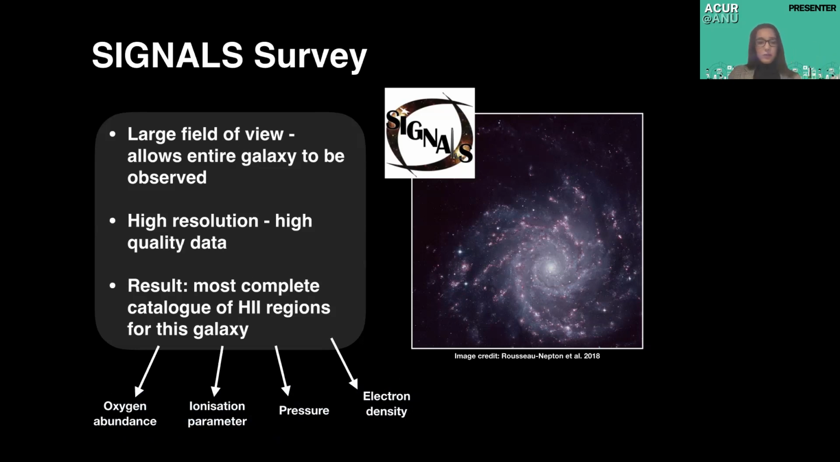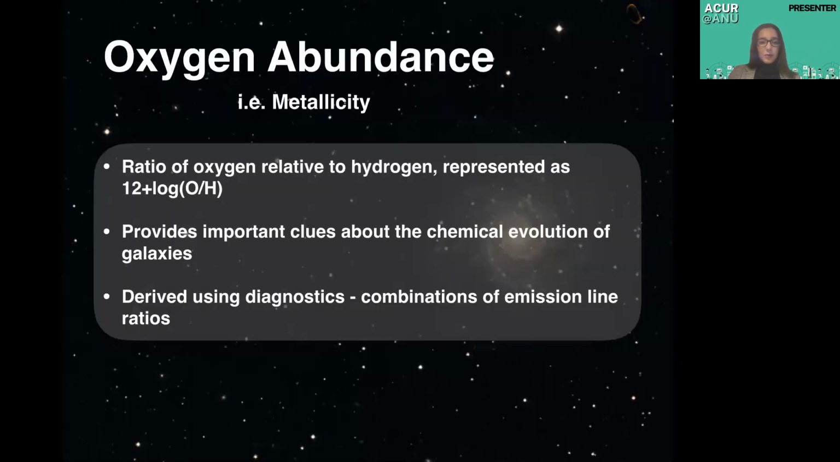However, they're difficult to derive as they can't be directly measured, and so we have to derive them by using combinations of these emission lines. The first property I derive is the oxygen abundance in each star-forming region. This is, simply put, the ratio of oxygen relative to hydrogen. We use oxygen because after hydrogen and helium, it's the most abundant element in the universe, and it provides important clues about the flow of heavier elements throughout galaxies.